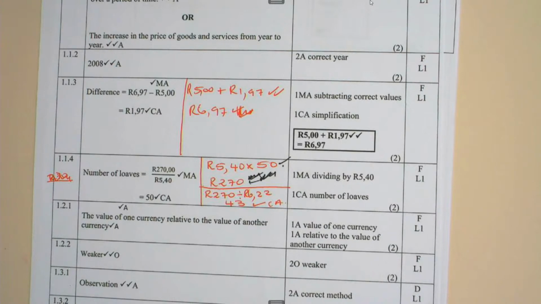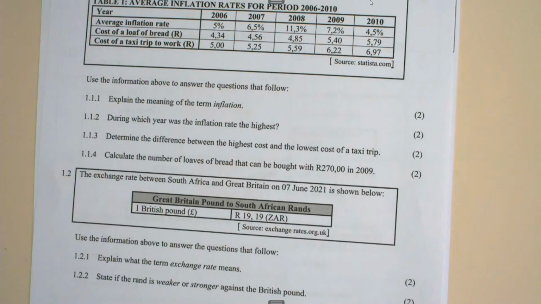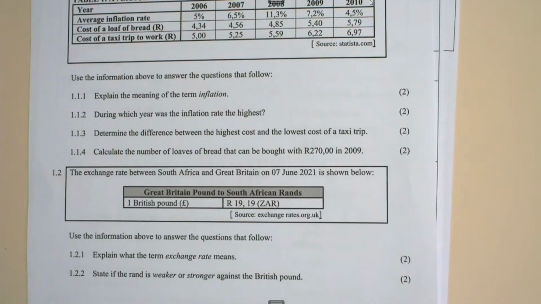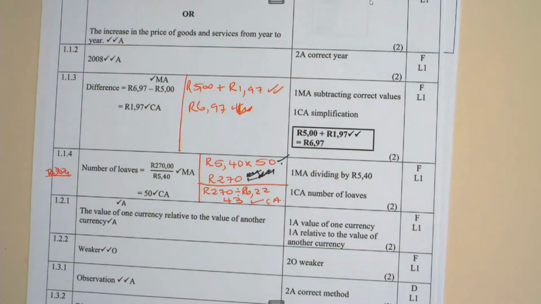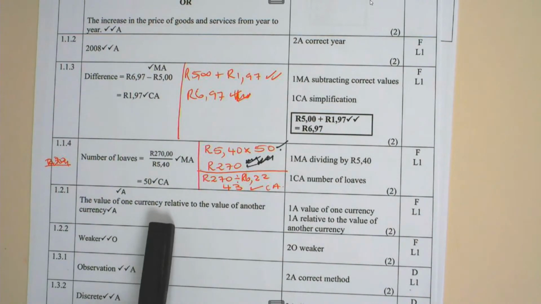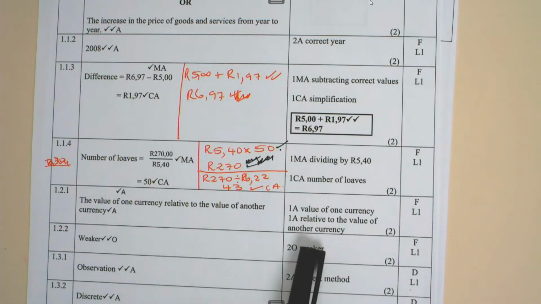Right, moving to 1.2. It's talking about the exchange rate. The first question says, explain what the term exchange rate means. The possible answer is: the value of one currency relative to the value of another currency. So it will be 1 mark for the value of one currency, another mark for relative to the value of another currency. It's an accuracy mark.